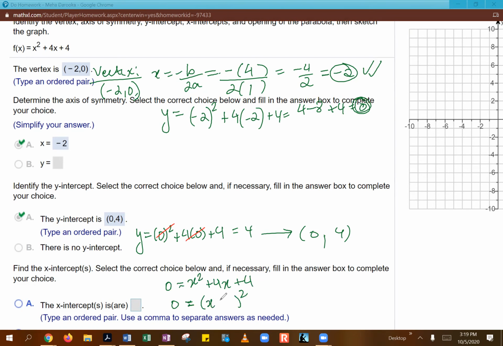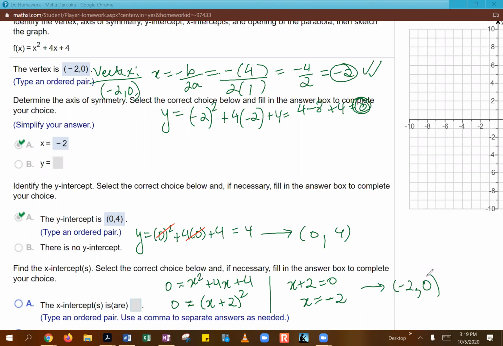I think factoring is going to be the easiest way to move forward with, because you can break down that 4 into 2 times 2. The 2 times 2 gives you 4, and then 2 plus 2 adds up to give you 4, which will be our middle term for the 4x. So you can see this will factor into x plus 2, x plus 2. Take that x plus 2, set it equal to 0, and you will see your x value comes out to be -2. So x is -2 when y is 0.